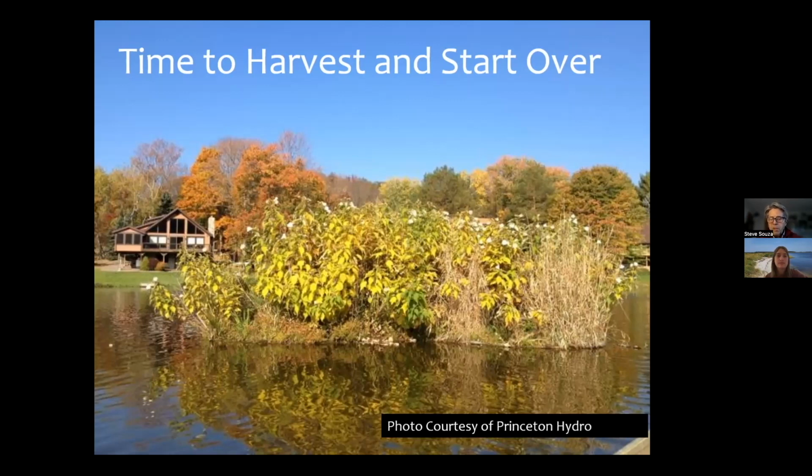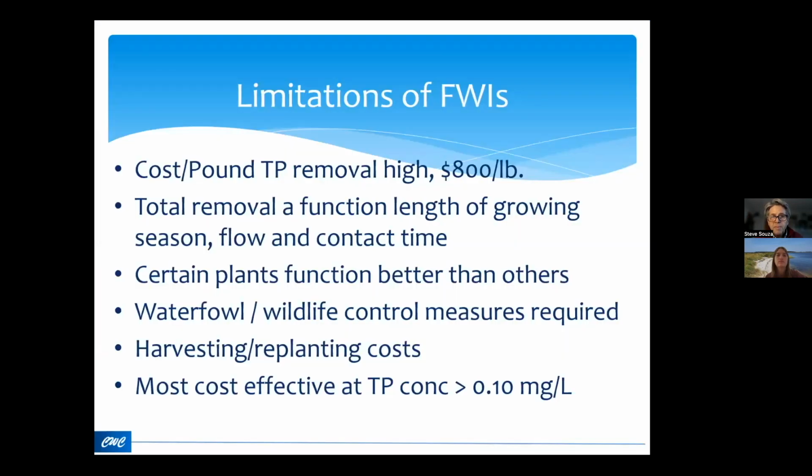But again, this is an example of an island that has been in place for almost 5 years and has withstood multiple years of freezing over the winter without the need for the island to be removed or for the plant material to be replaced.